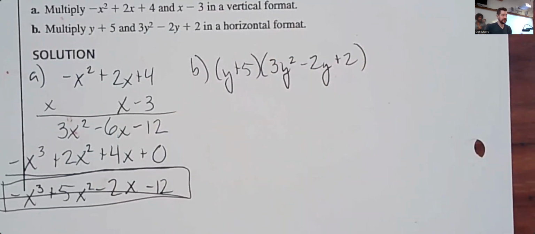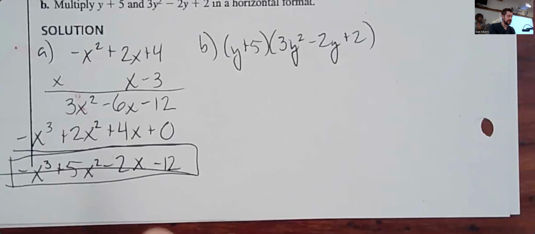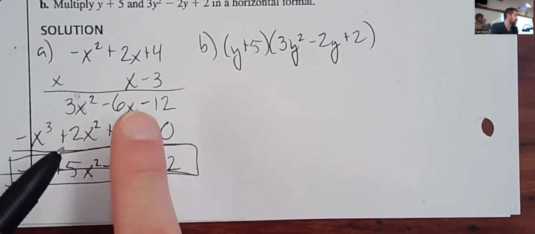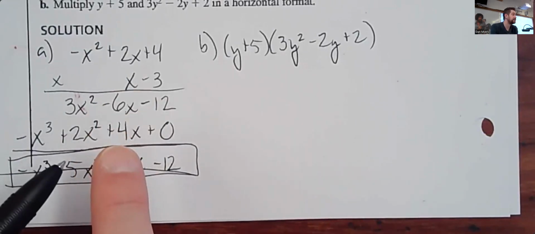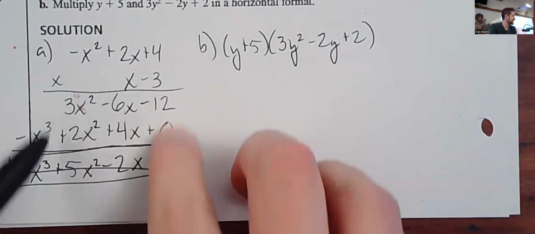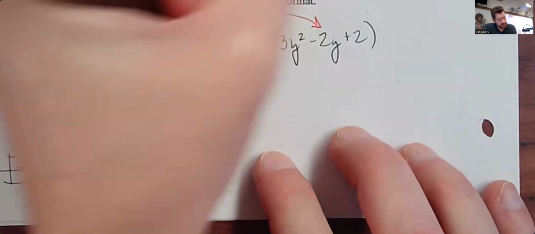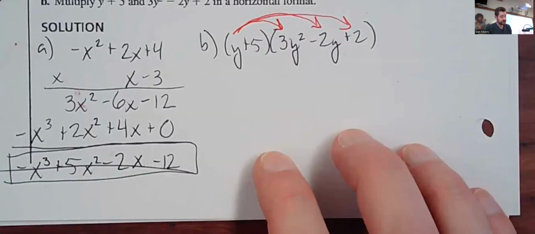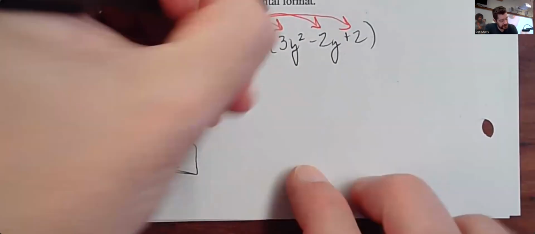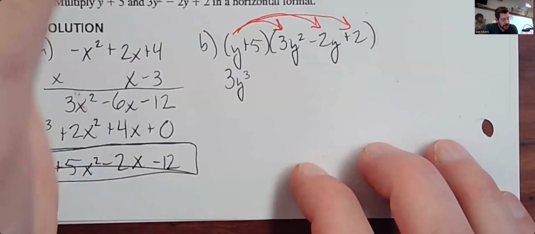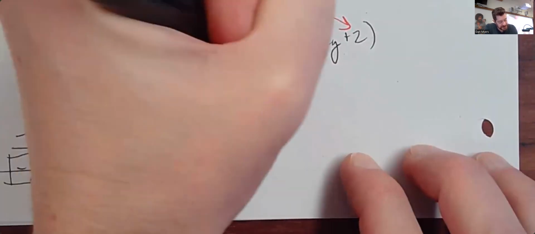We didn't look at the vertical method. The vertical method is going to be useful when we start dividing polynomials. So that's why we're setting this up now. So let's go ahead and distribute. Y times 3y squared would be 3y cubed. Y times negative 2y would be negative 2y squared, and y times 2 would be plus 2y.